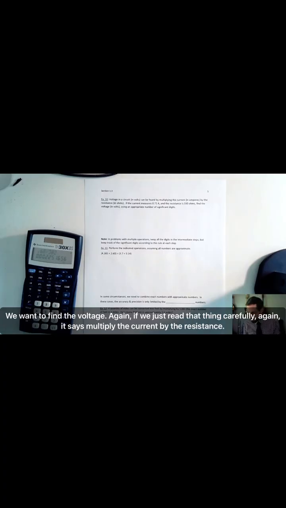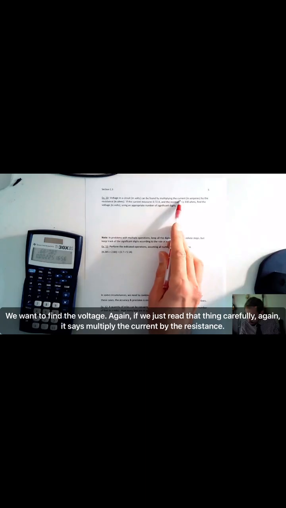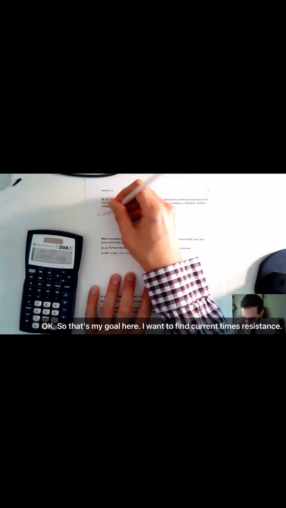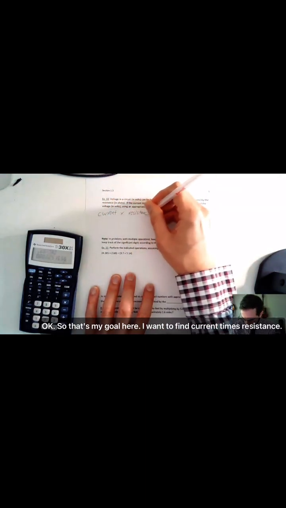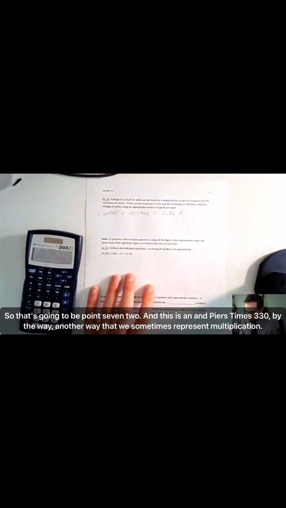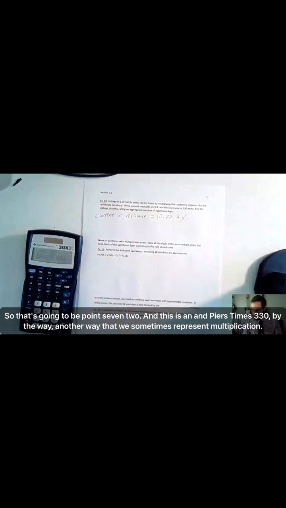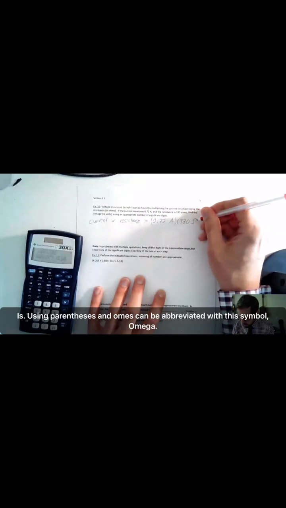We want to find the voltage. Again, if we read that carefully, it says multiply the current by the resistance. Okay, so that's my goal here. I want to find current times resistance. So that's going to be 0.72, and this is in amperes, times 330. By the way, another way that we sometimes represent multiplication is using parentheses, and ohms can be abbreviated with this symbol, omega.